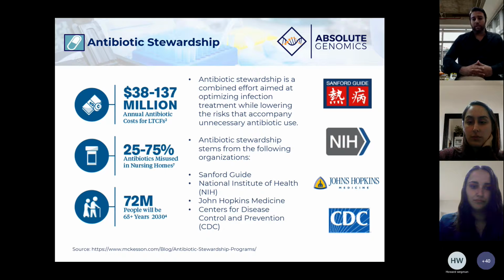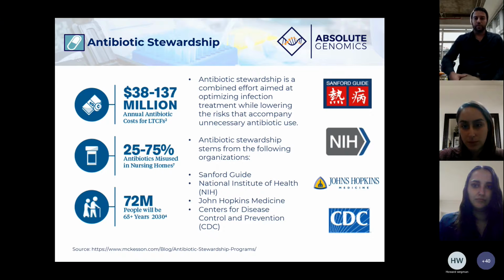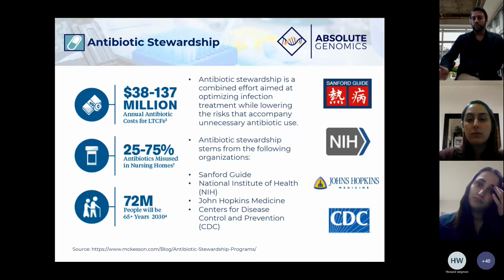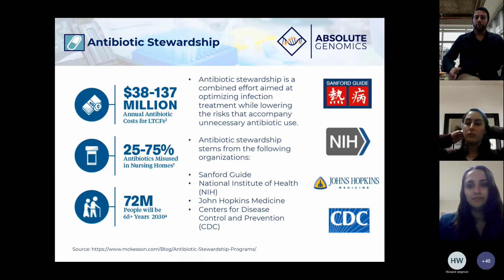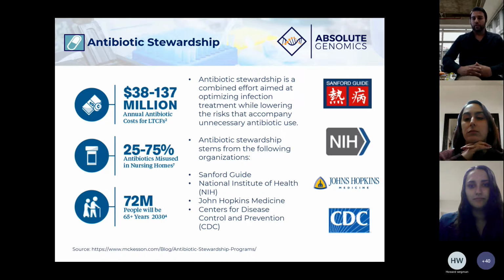Another huge thing is that in the next 5 to 10 years, there will be 72 million people added to the nursing home and long-term care facility system, which is going to really burden the healthcare system. And we need to prepare for that burden, and that whole healthcare system needs to evolve to meet those requirements. So when it comes to Absolute Genomics, we looked into different avenues which can help us create a proper stewardship program for antimicrobial resistance.